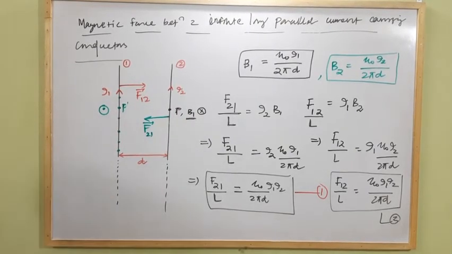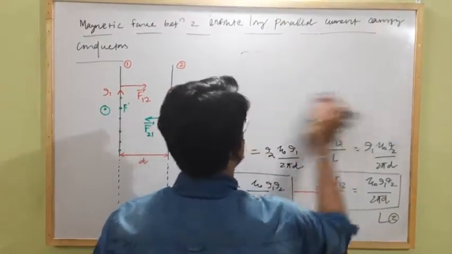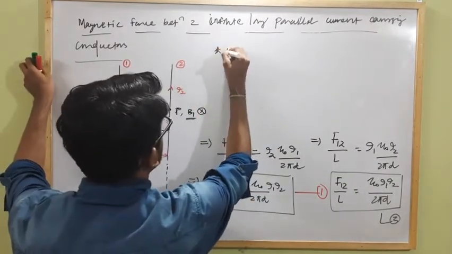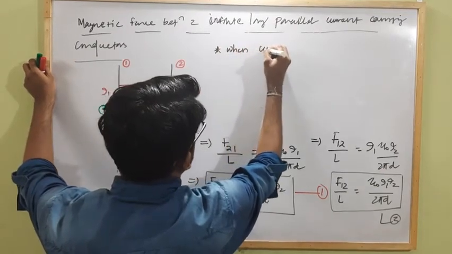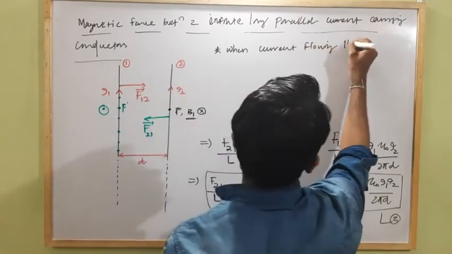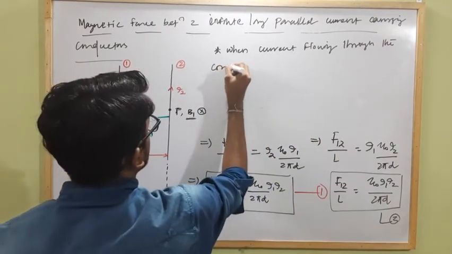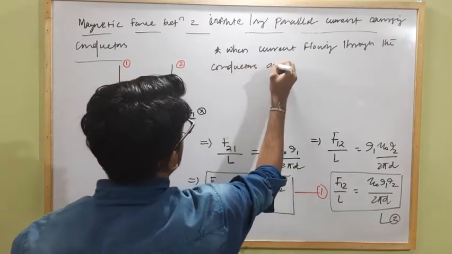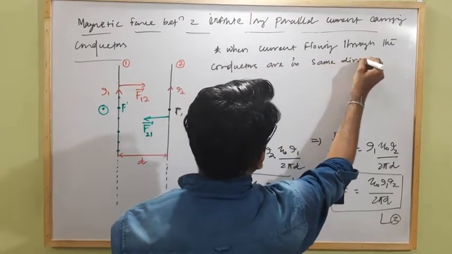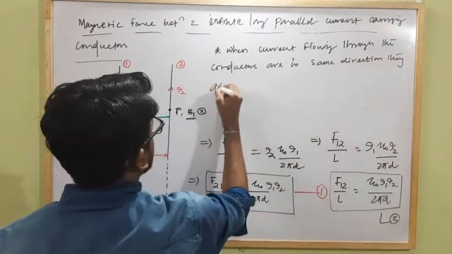So this is the expression for force, and we can write: when current flowing through the conductors are in the same direction, they attract each other.